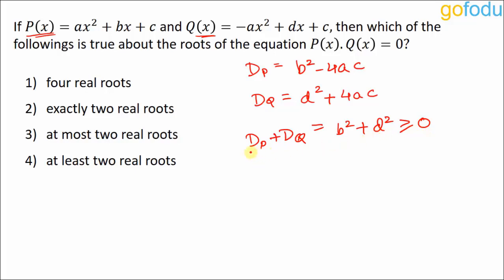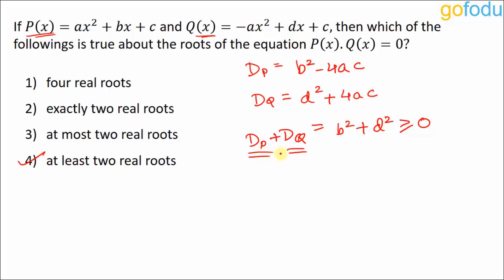Now as sum of two discriminants is greater than or equal to 0, at least one of these discriminants has to be non-negative. At least one of them has to be non-negative, then only the sum can be positive. So if at least one of these discriminants is non-negative, then at least one of these two equations has real solutions. If one of these equations has real solutions, that means at least two real roots are there. Answer 4 will be correct. This is the minimum condition. At least two real roots are there.